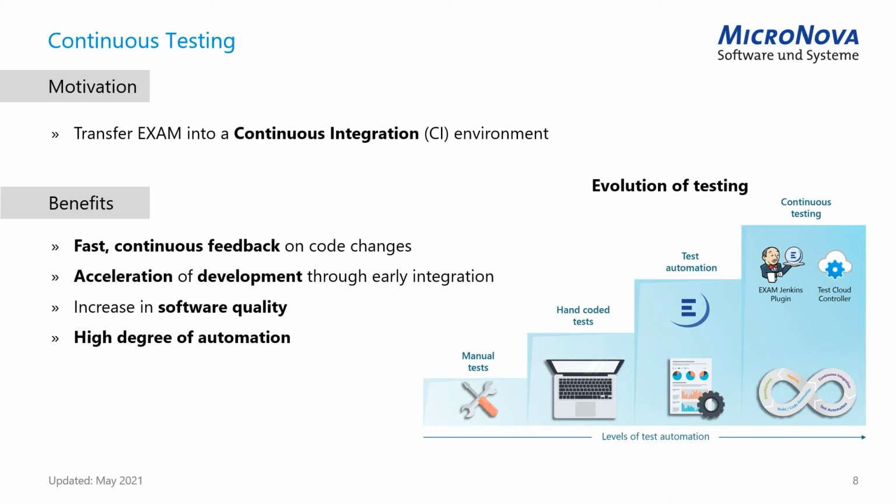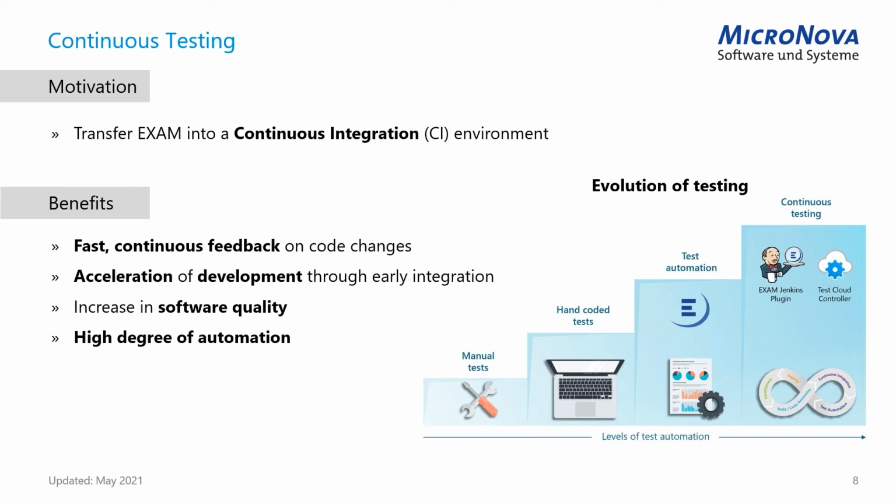I think it's common knowledge here to be aware of the benefits of a continuous integration process. It helps you, at first, to get quick and continuous feedback about your code changes. You can also speed up your development because you are able to easily and early integrate your new code parts. And obtaining feedback pretty early in your development stages also helps you to increase the software quality. And surely there is an increase of your automation level. So you can reach a high degree of automation.